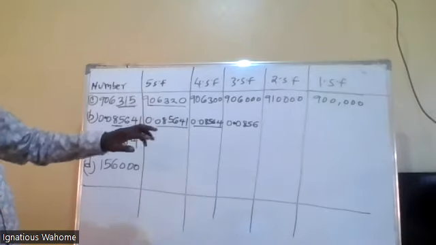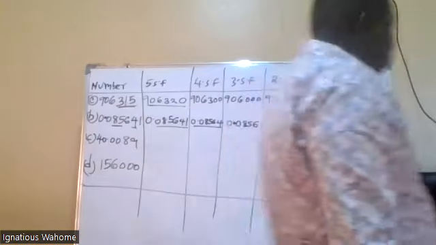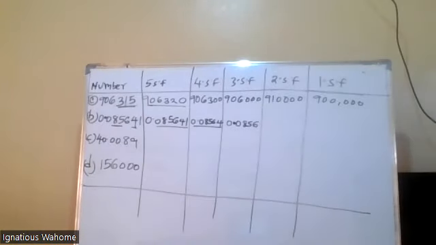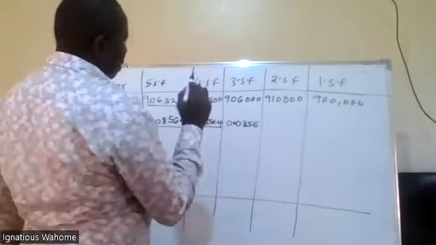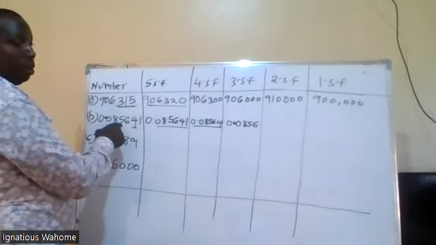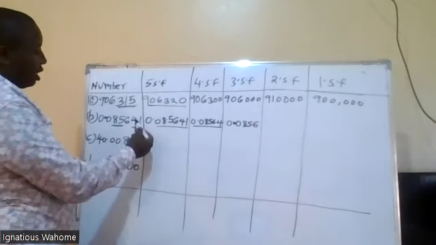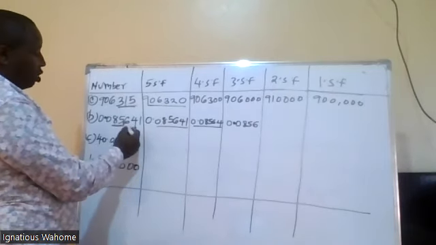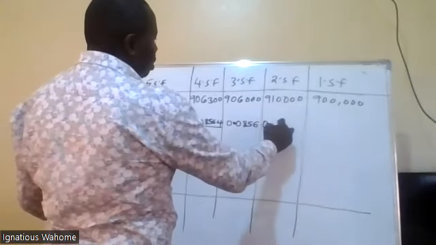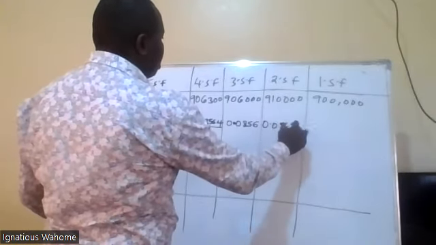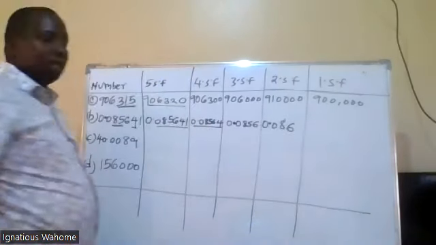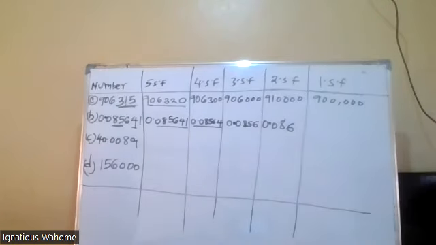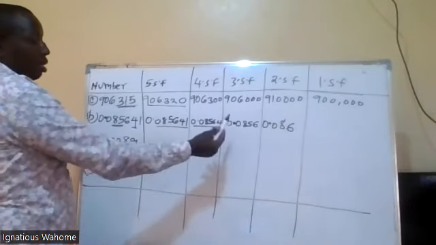Then the other one is 2 significant figures. You get this: 8, 5. Then the next digit is greater because it is 6. So you add 1 to this. You get 0.086. The rest you convert to 0. Once you add 1 to this, the rest becomes zeros.